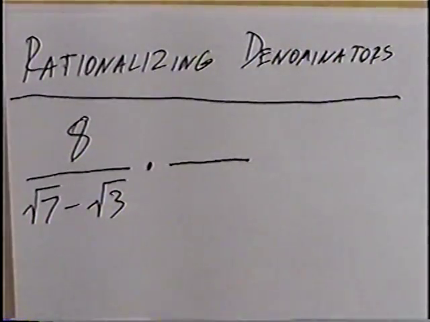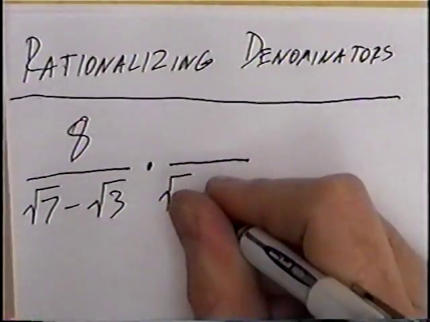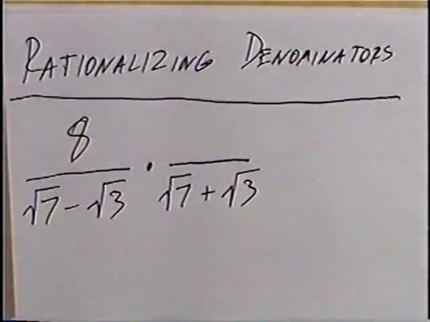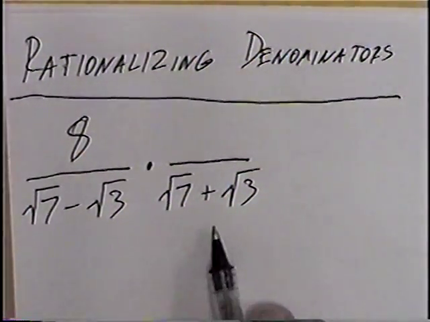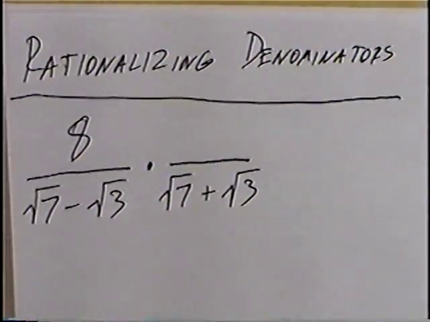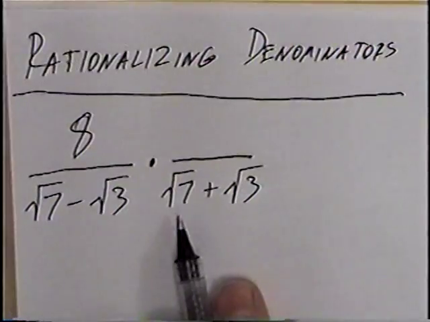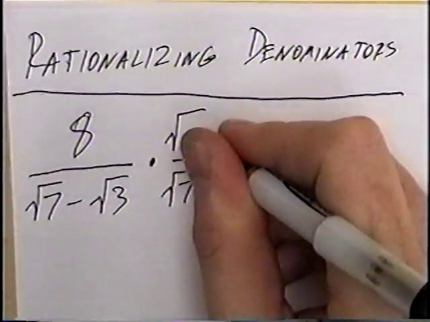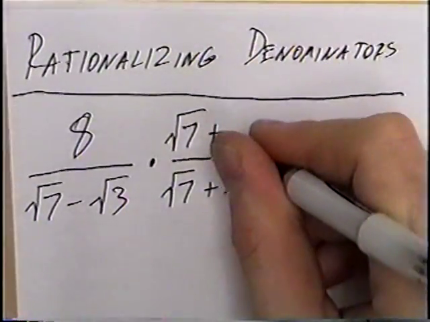Radical 7 minus radical 3. Instead of a minus, we can have radical 7 plus radical 3. So flipping the sign in the middle from a negative to a positive, when we multiply, this will cancel out or get rid of the square roots. If we multiply the denominator by radical 7 plus radical 3, we'll multiply the numerator by radical 7 plus radical 3 also.